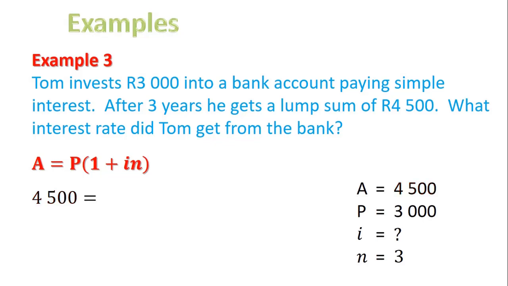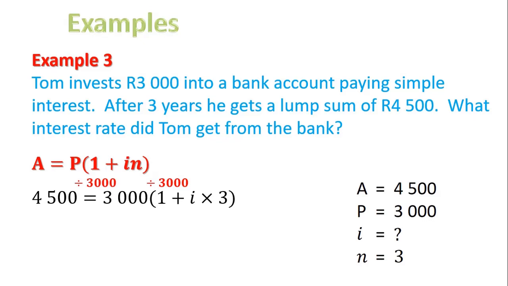That equals, my P is 3,000, open brackets, 1 plus, my interest rate I don't know, so I just leave it as the letter I, times, and my N is 3, close brackets. So how do I work out I from here? Well, we have to do a little bit of equations. The first thing, we need to get rid of that 3,000 in the front of the bracket. So to do that, we divide both sides by 3,000.